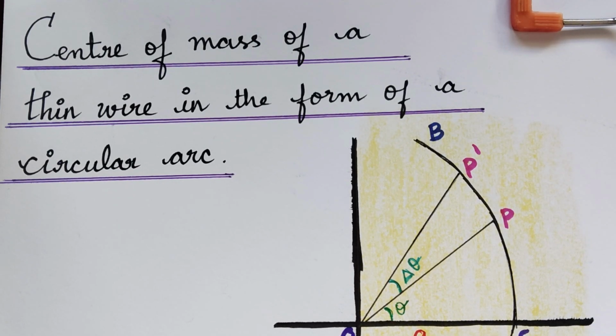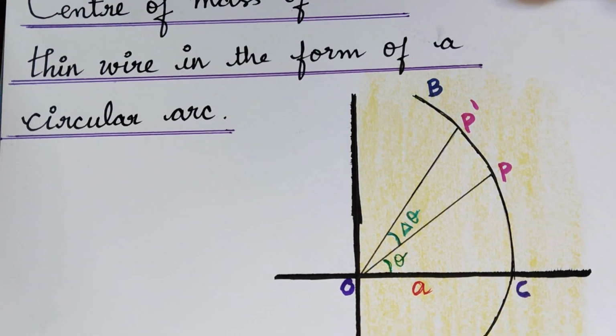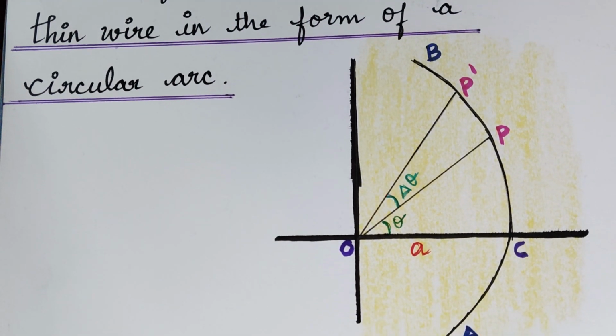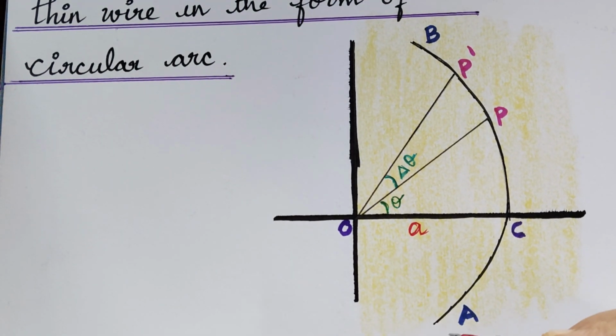Dear students, under the topic center of mass, here we are going to use the method of integration and find the center of mass of a thin wire in the form of a circular arc. So we consider a thin wire in the form of a circular arc, and the arc is taken as AB. Now we are going to find the center of mass for this thin wire.